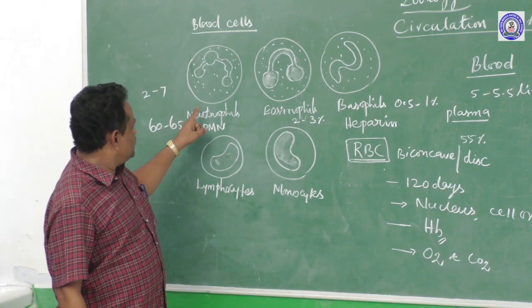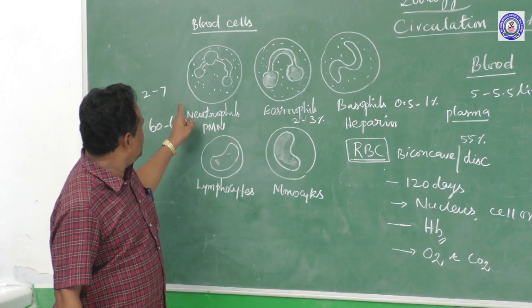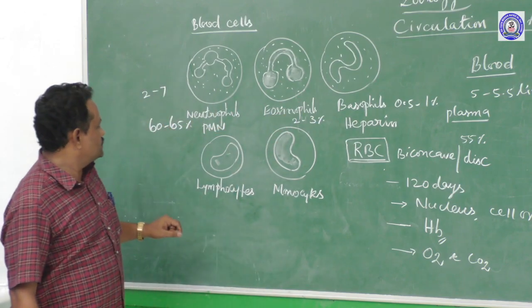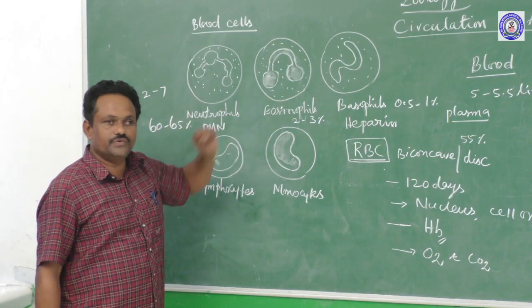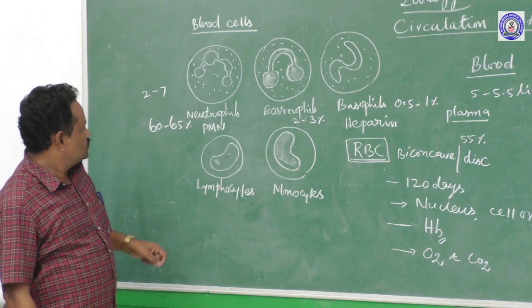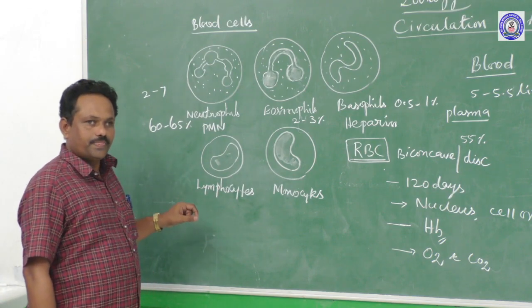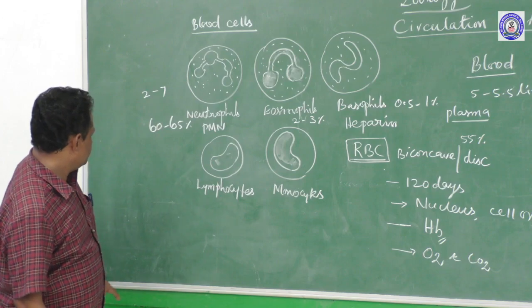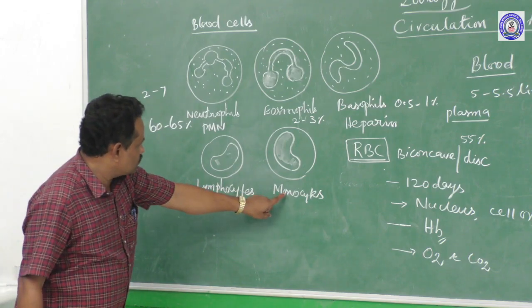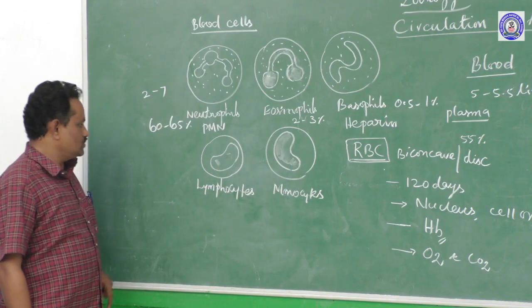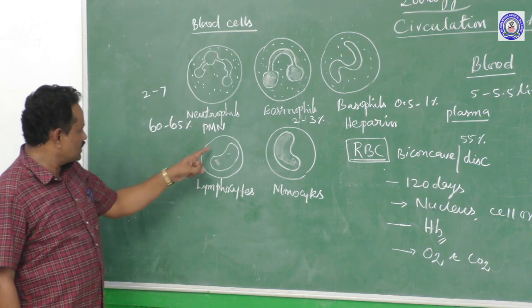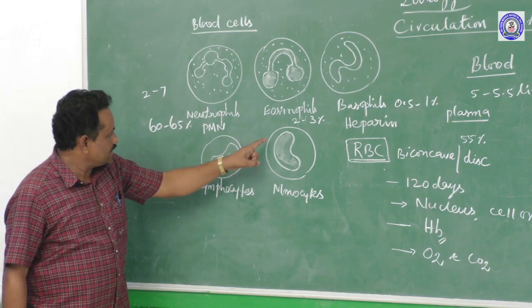So the three granulocytes have their specific role to protect our body from various kinds of infection. The lymphocytes and monocytes are agranulocytes. There are no granules in the cytoplasm.